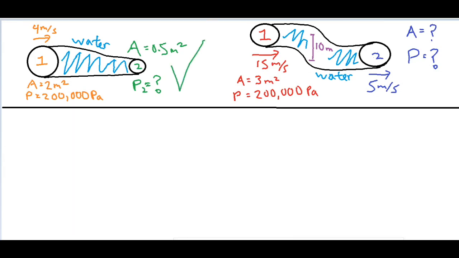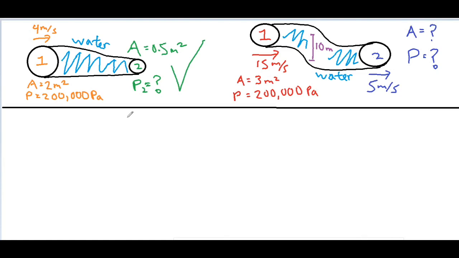So we'll put a big check over here. And now we're focusing on our second problem. So it looks like we're going to have a similar approach. We have a lot of values for the first opening over here, and then the second opening over here. We have a velocity, and then that's about it. So I want the area, and then we eventually want the pressure. So let's go ahead and find that area first.